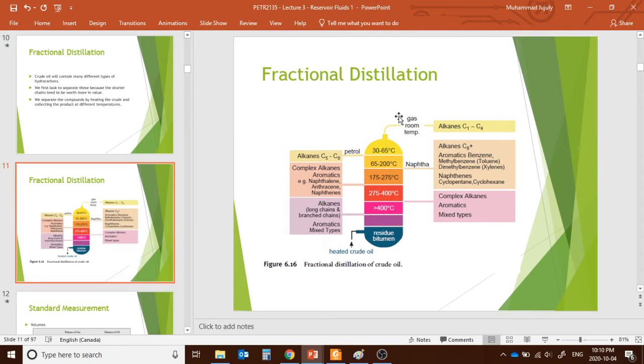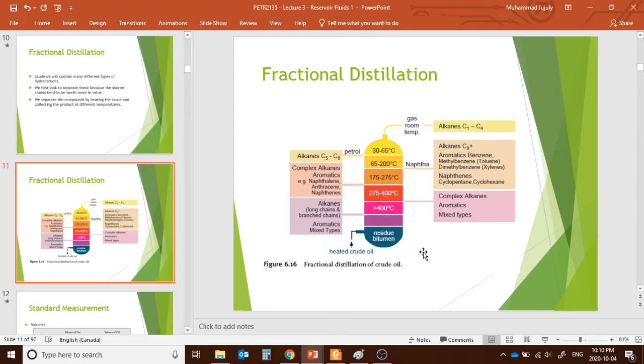Okay, so these will be separated first, and then the petrol, like these alkanes from C5 to C8, will separate within 65 to 70 degrees Celsius, something like that, and then it goes on like that. And at the bottom we get the residue, which is bitumen, like pitch or tar.